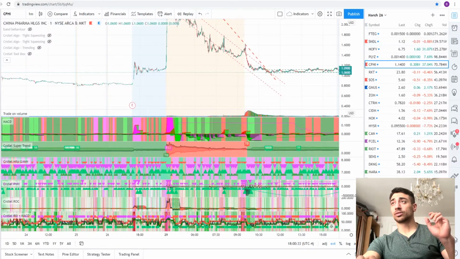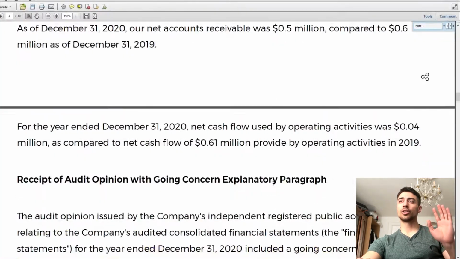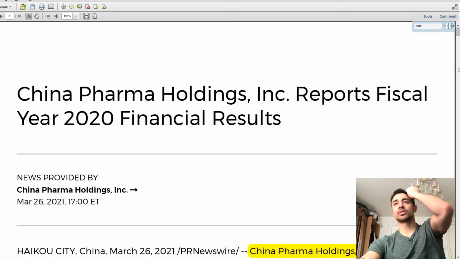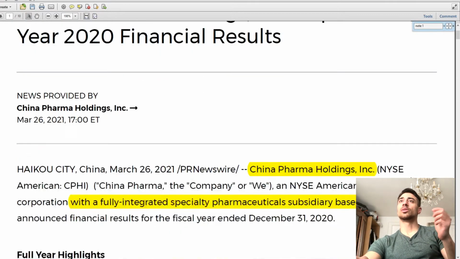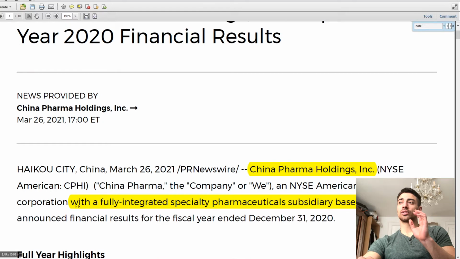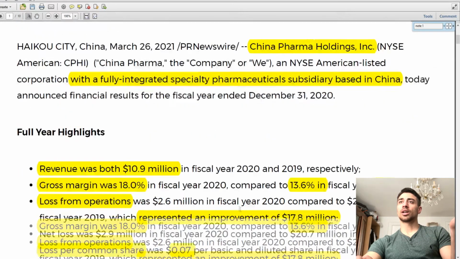The fundamentals. So I'm going to go through it very quickly. I know there's some people who actually care about this stuff, so I'm going to post this and let me talk to you about it. So the reason it went up, they posted this article 2 days ago or 3 days ago, whatever, at 5 p.m., March 26th. The company, China Pharma Holdings, they also have a fully integrated specialty pharmaceuticals subsidiary based in China. I think that's like all they have, no? Either way, whatever. Not important.